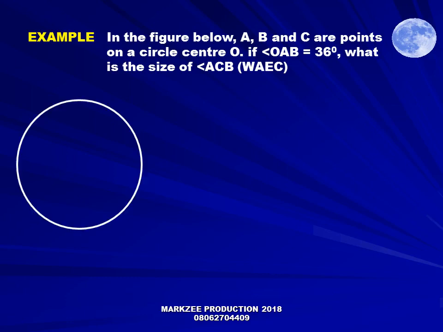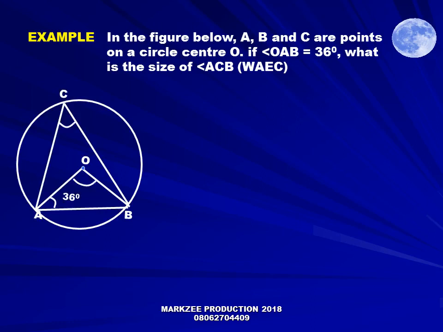We have another example. There is a circle, center O. We have an arc, subtending an angle at the center there, subtending another angle at the circumference, and that's a chord. Okay. Now we are told to find the size of ACB. ACB is the one at the circumference there.